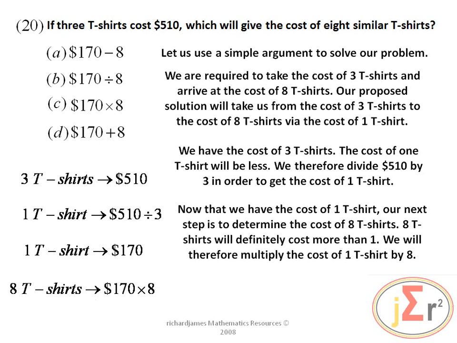There we have it. So, we divided by 3 to arrive at the cost of 1. Then, we multiply by 8 to arrive at the cost of 8. The correct answer is therefore option C. See, the cost of 1 t-shirt is $170. And then we need the cost of 8 similar t-shirts. So we multiply 170 by 8. And that is indicated by option C. Very nice.